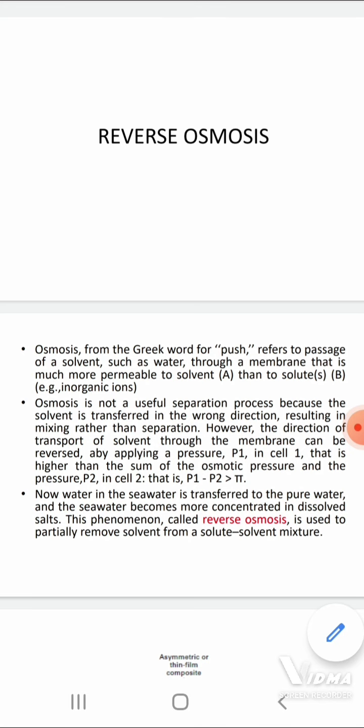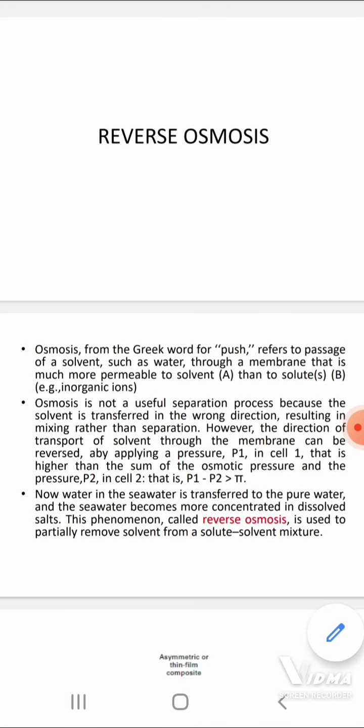Hi, today we are about to discuss some advanced membrane process technologies, or membrane separation technologies, involved in separation processes or downstream processing. So the first one is reverse osmosis. I hope you all know what osmosis is, and reverse osmosis is where we are intentionally reversing the flow of solvent.